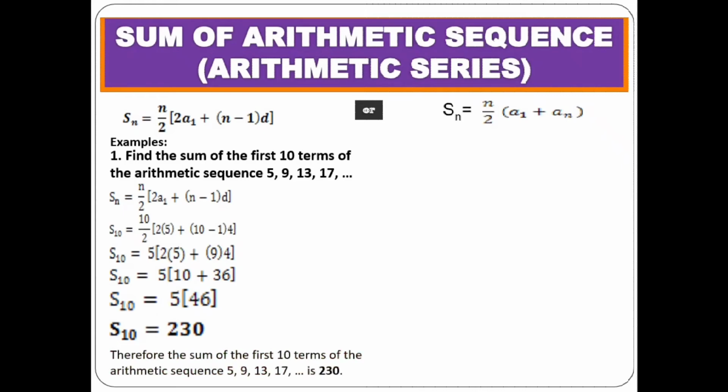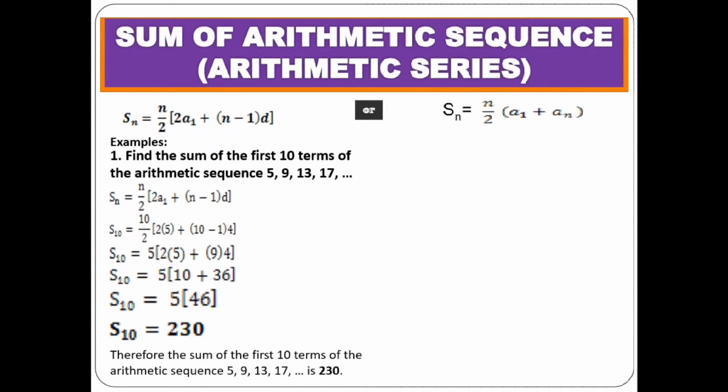So by substitution, we have S_10 = 10/2 times the quantity of 2 times 5 plus the quantity of (10 - 1) times 4. And 10/2 is 5, and 2 times 5 is 10, and 9 times 4 is 36. So 10 plus 36 is 46, and 5 times 46 is 230. Therefore, the sum of the first 10 terms of the arithmetic sequence 5, 9, 13, 17 is 230.